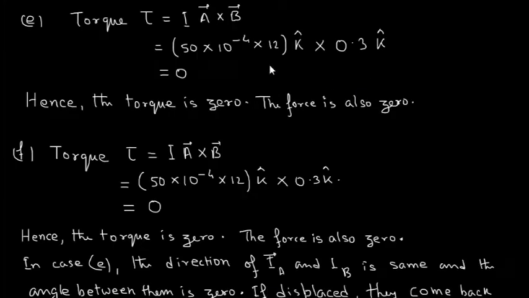Part E, torque tau is equal to IA cross B. Putting the values of I, A and B, and calculating, we get 0. Hence, the torque is 0. The force is also 0. Part F, torque tau is equal to IA cross B. Putting the values, I get tau is equal to 0. Hence, the torque is 0. The force is also 0.